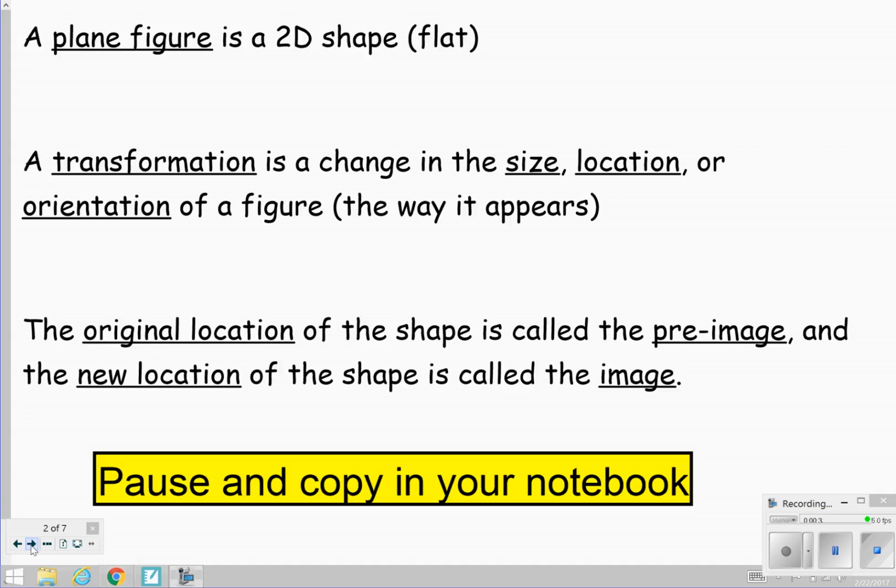A transformation then is taking that shape and changing the size, location, or the orientation of the figure, the way that it appears. Okay? Now, when we have a shape and we have it drawn in the first location, that's our original spot, and we call that our pre-image, the first image. And then when we move it, whether it's changing the size, location, or orientation, flipping it, whatever, that new location is called our image. So go ahead, pause the video, and copy this into your notebook.